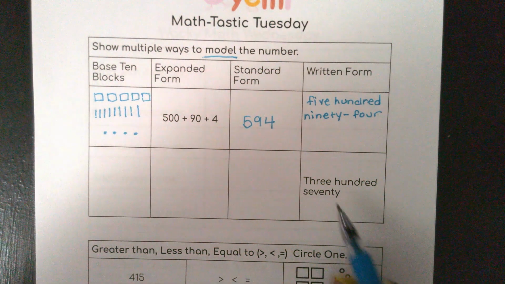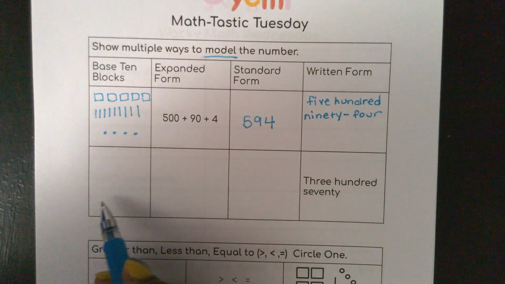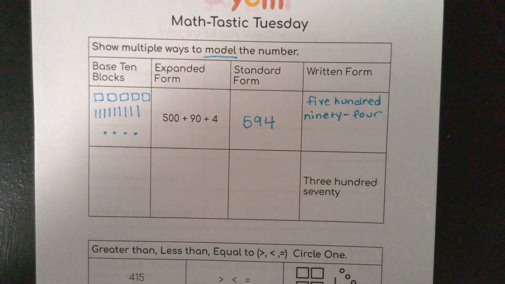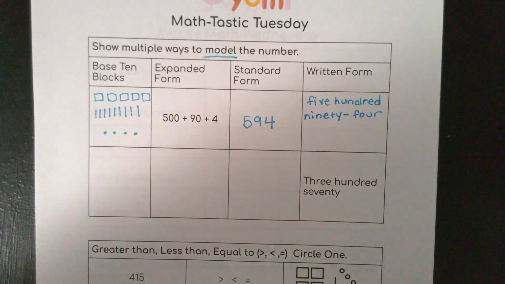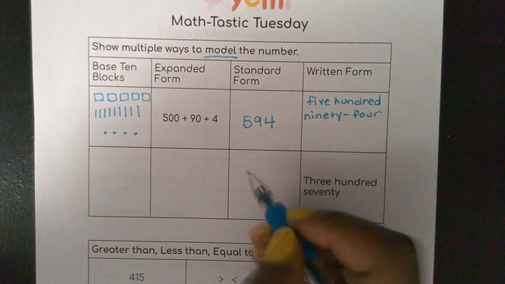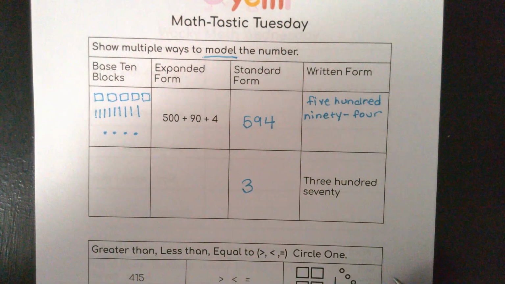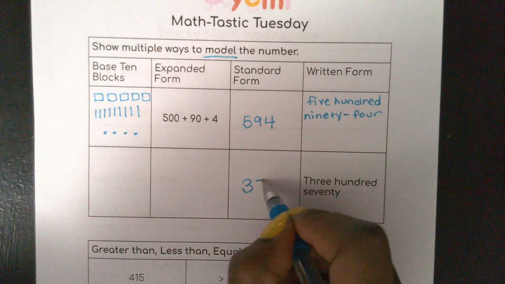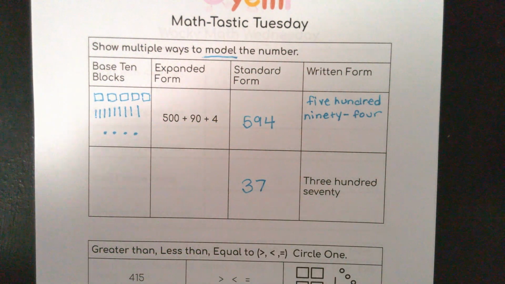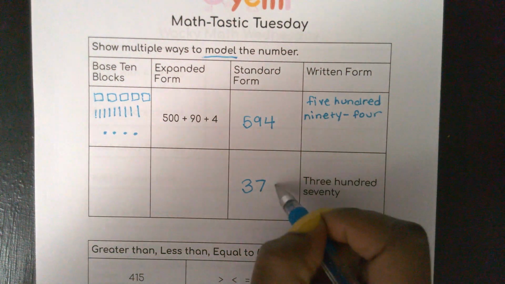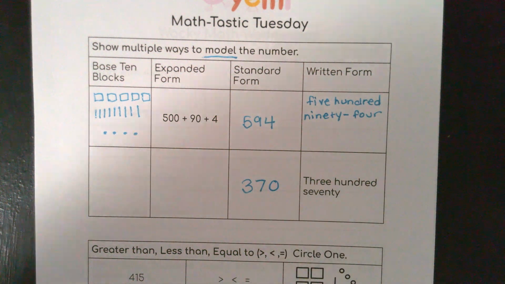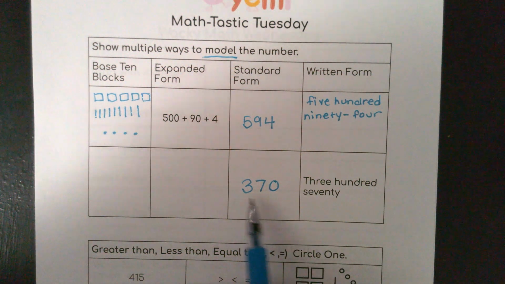Here, the clue that I have for the whole row is 370. So I hear the hundreds, I hear the tens. What do I not hear? I don't hear that there are any ones. So there's 3 hundreds, 7 tens. Do I just leave it as 37? No, because it's 300. So I have to put my 0 in the ones place so that it'll represent 370.